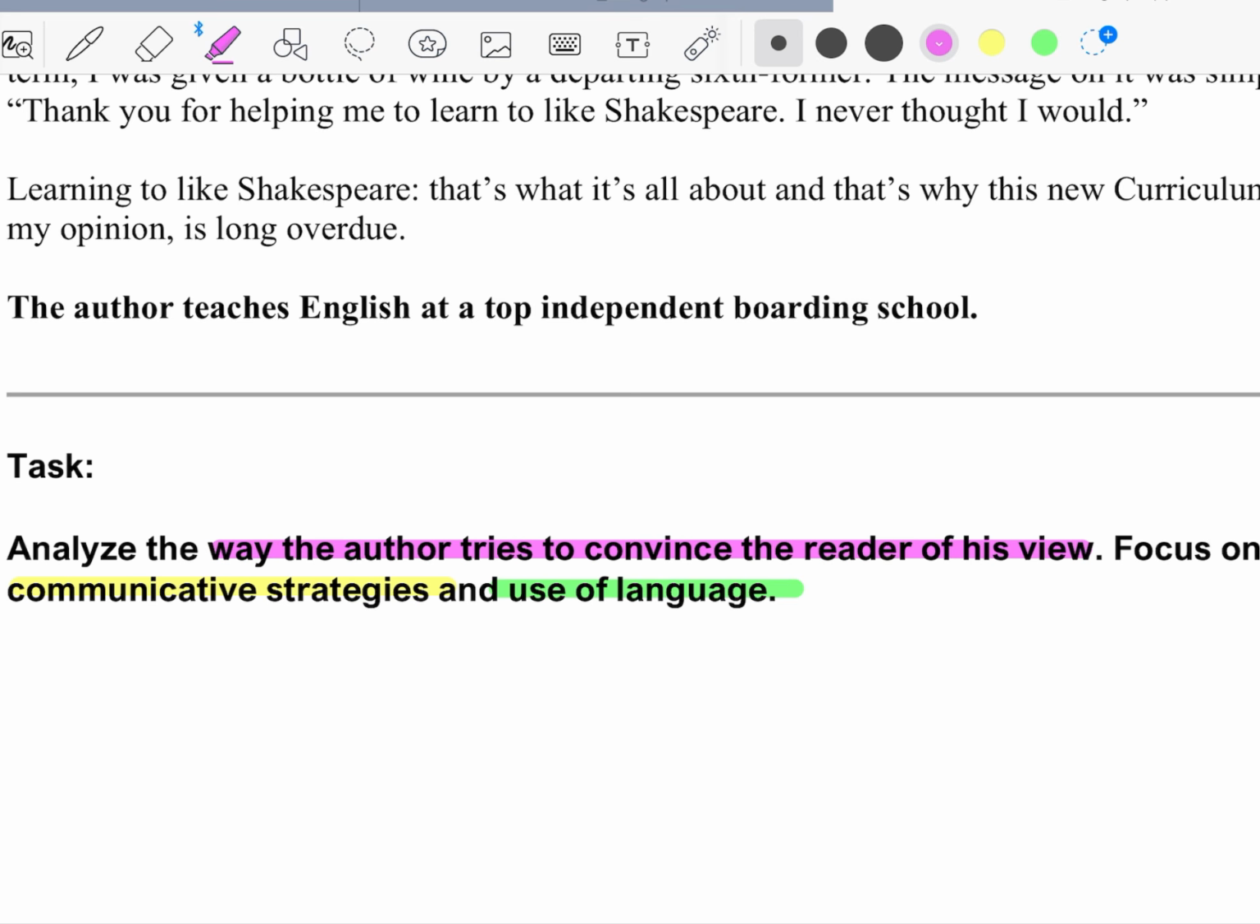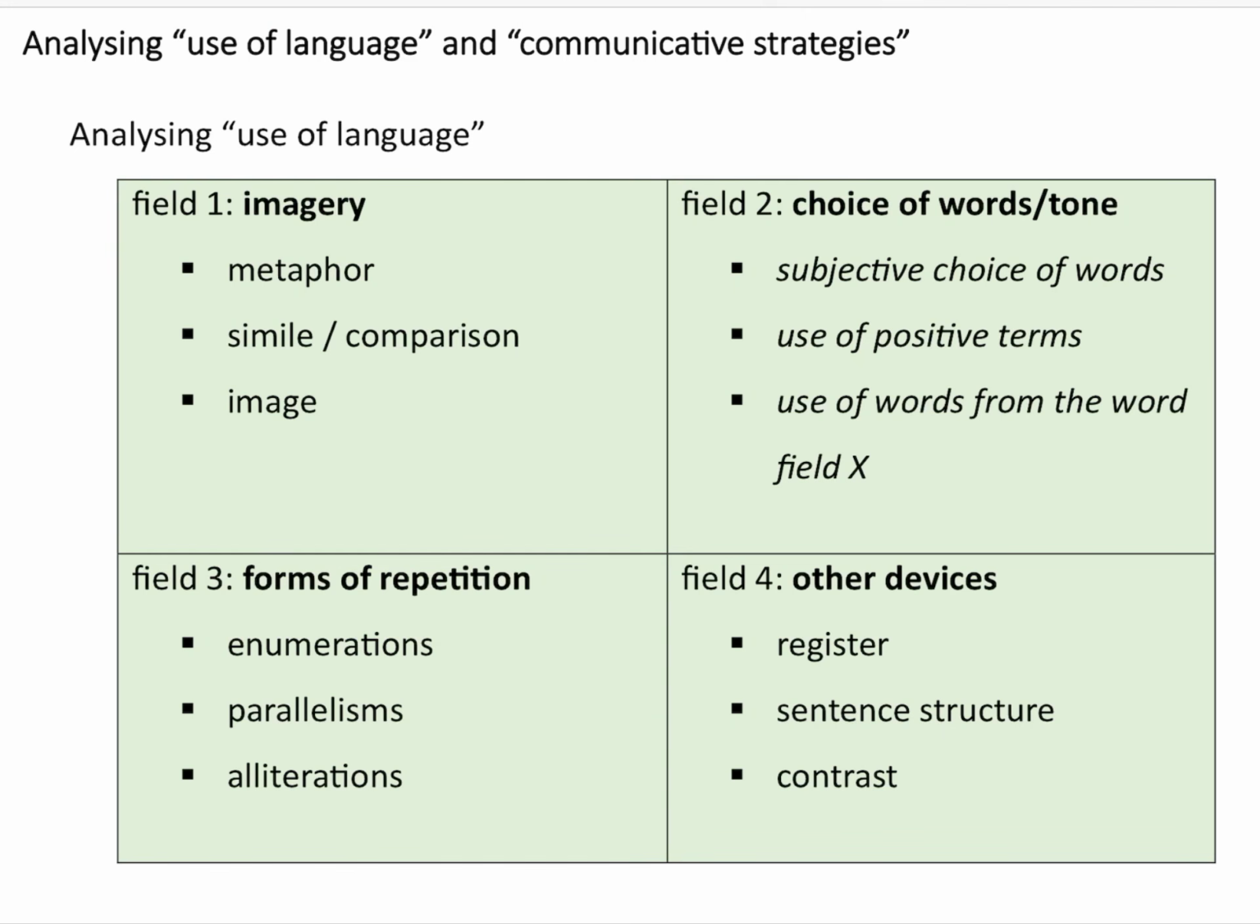Now, of course, you have to know, what does that mean? What could I possibly find for use of language and communicative strategies? I have made a video about both of them, but let me give you an overview of what to check for right here. When you're analyzing for use of language, you're looking for these four fields: imagery, choice of words, tone, forms of repetition, and just any kind of other device that is related closely to language.